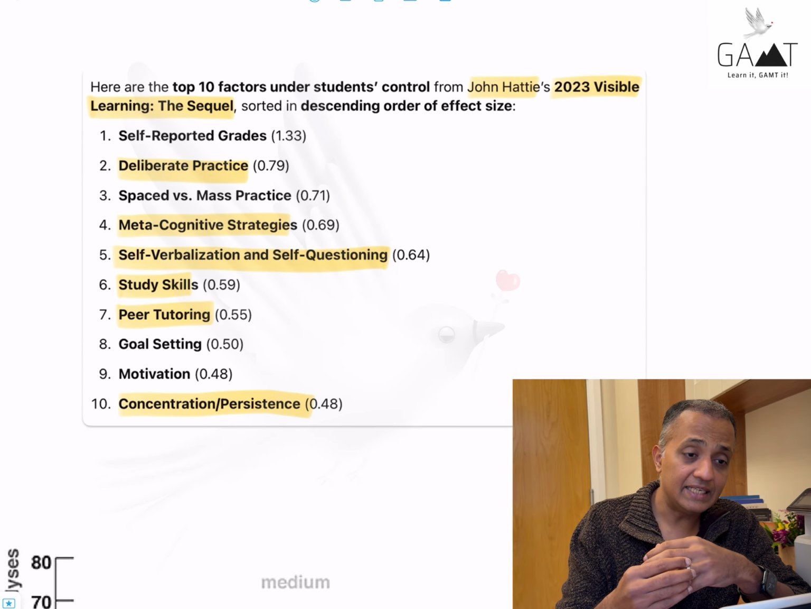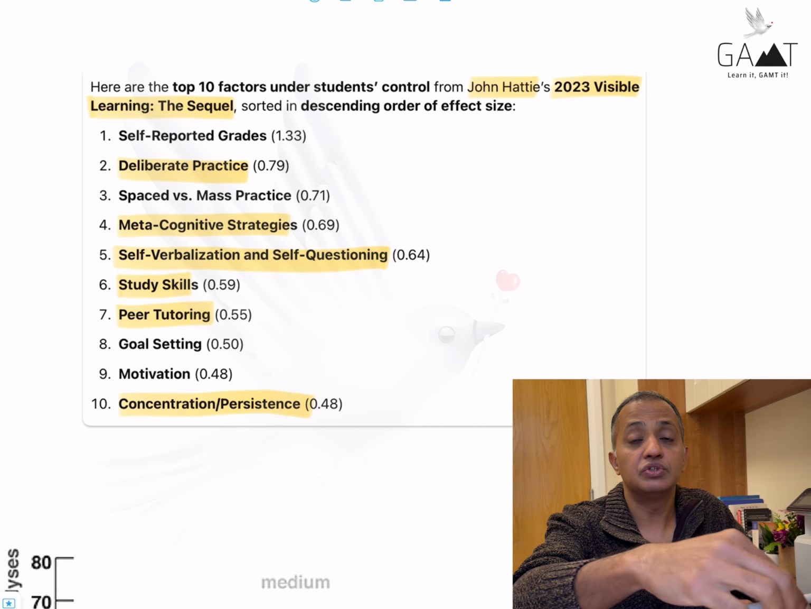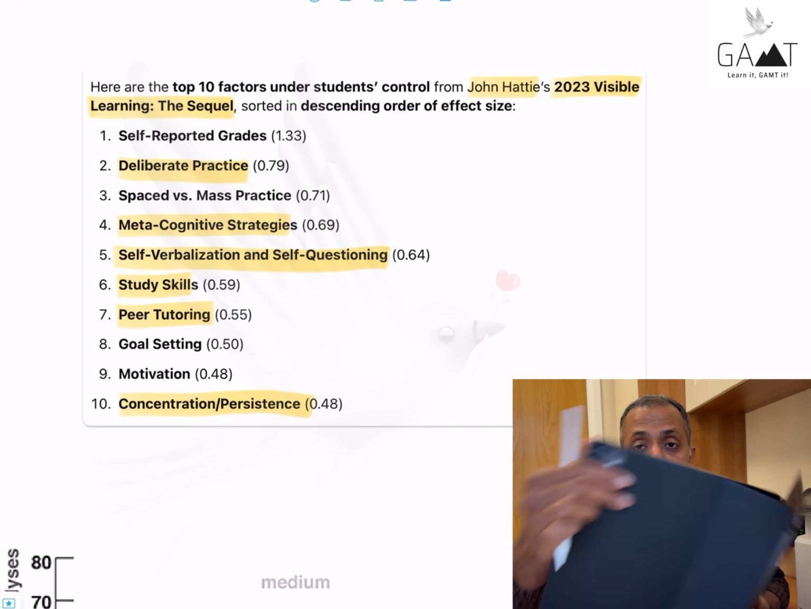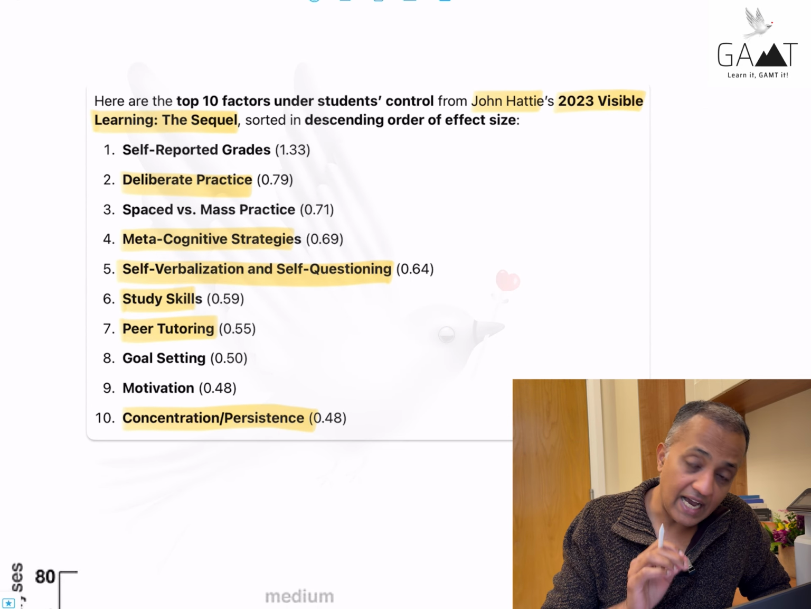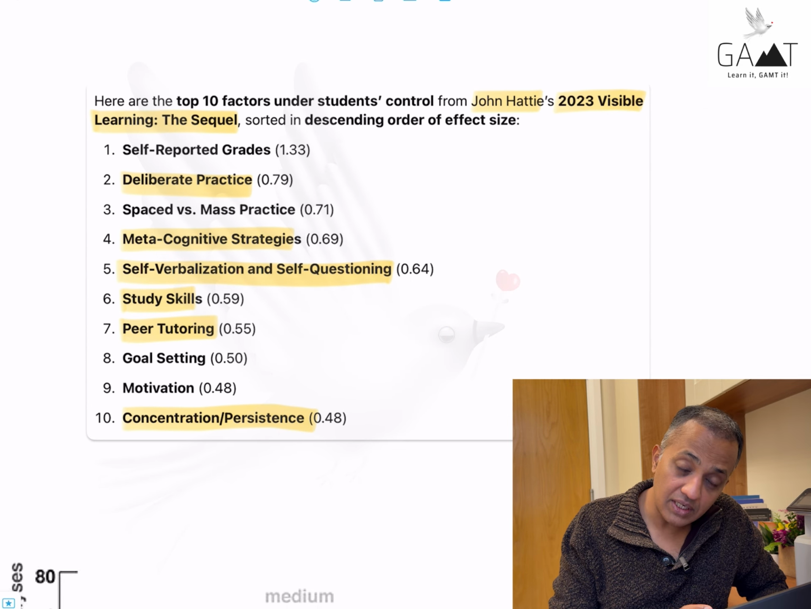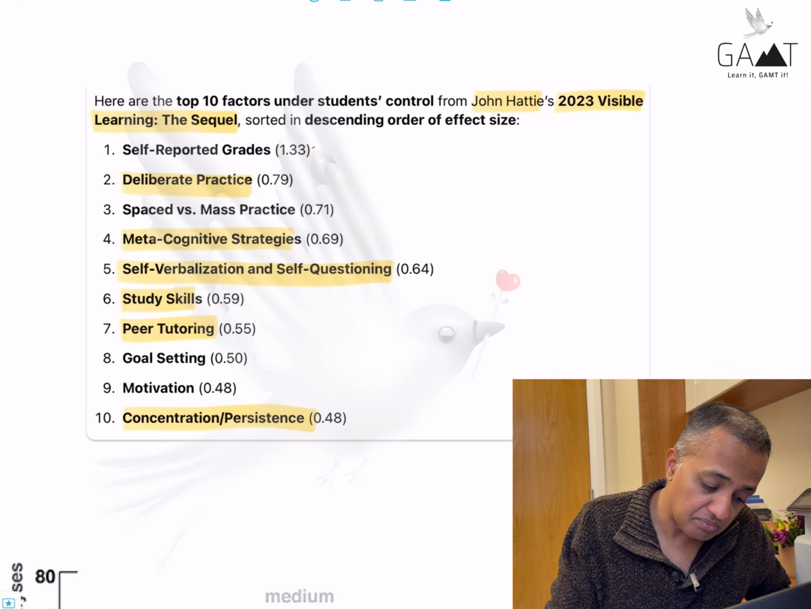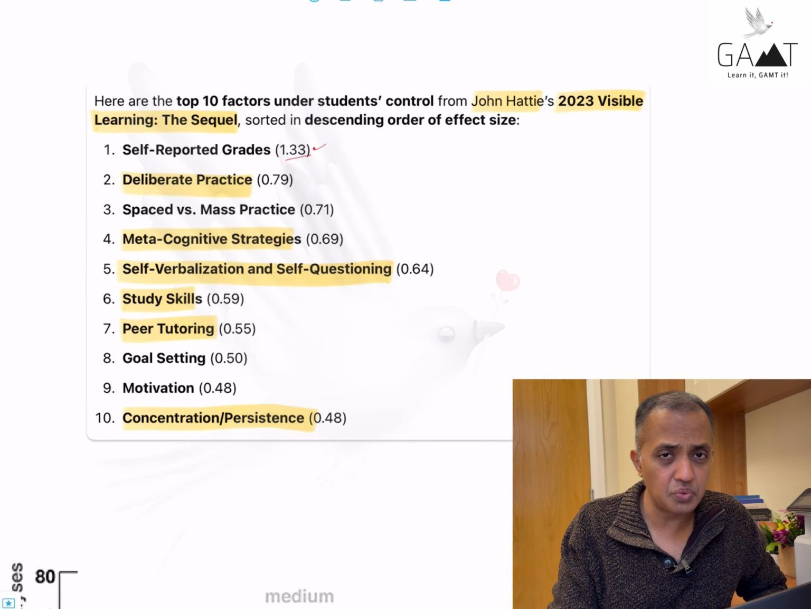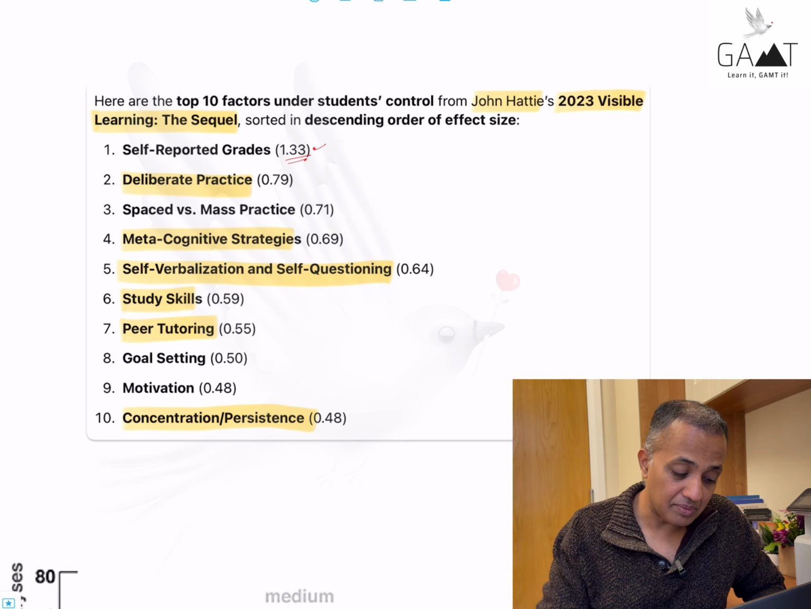Right? So what I did, I asked ChatGPT, give me the top 10 factors under students' control from John Hattie's 2023 Visible Learning: The Sequel study. Okay, and I asked it to list them in descending order of frequency. So there you go. The ones that are highlighted are the ones that are covered in the GAMT DL framework. Just having a look at it, self-reported grades get a massive effect. How does it work? Again, it's not for today's video, but for another video next time.